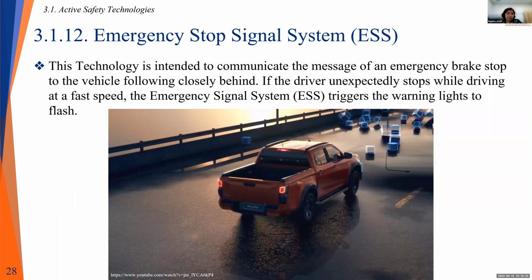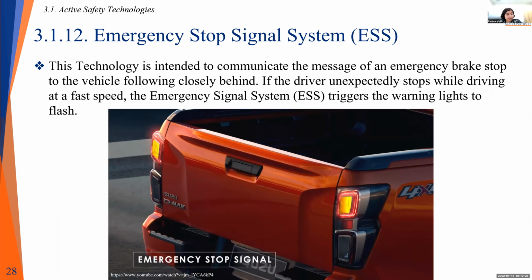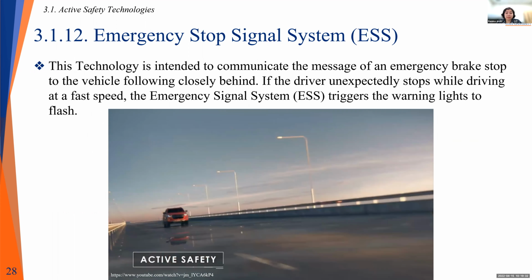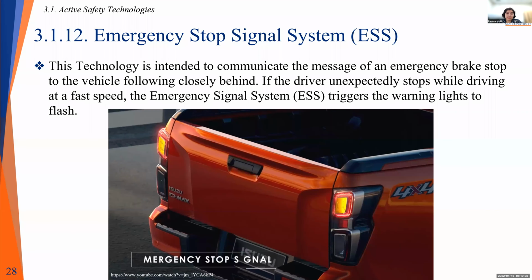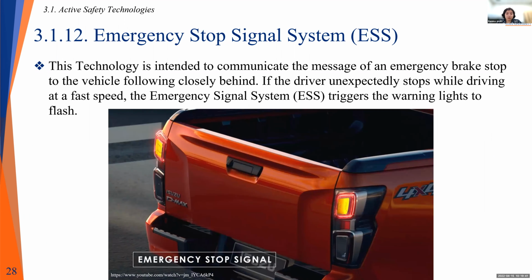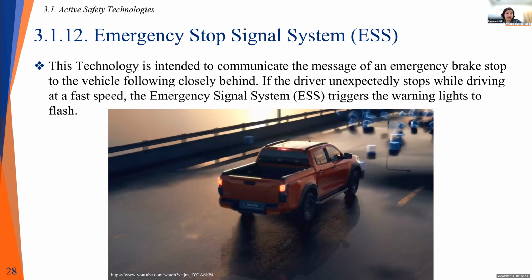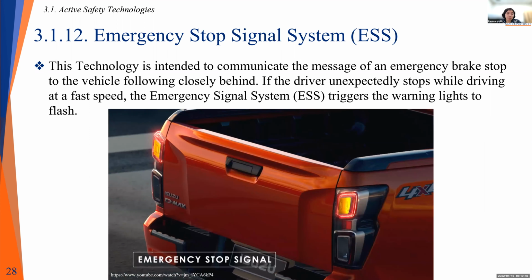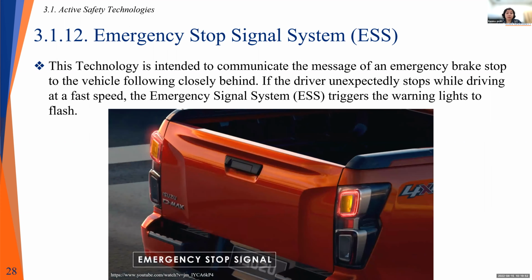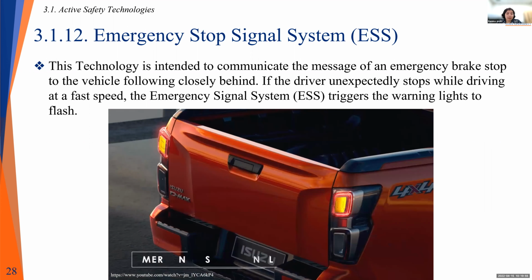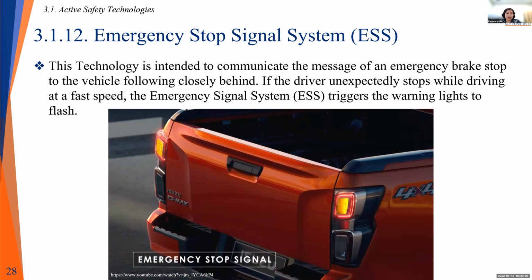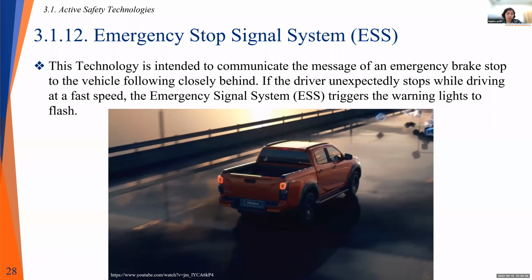We have emergency stop signal system also as an active safety technology. So this technology is intended to communicate the message of an emergency brake stop to the vehicle following closely behind. So if the driver unexpectedly stops while driving at a fast speed, the emergency signal system triggers the warning lights to flash. So this will help to avoid crashes by alerting oncoming traffic that the vehicle is braking hard. And also to help minimize rear-end crashes, the danger lights switch to a regular flashing speed when the vehicle comes to a complete stop.